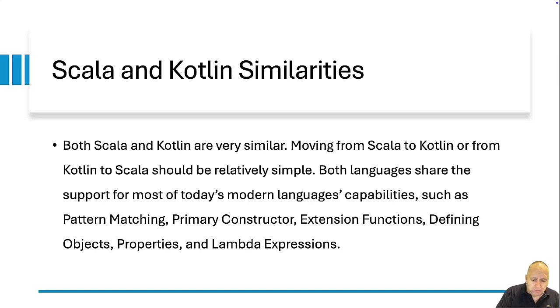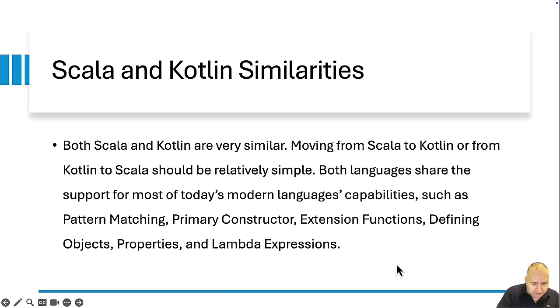We can talk about the primary constructor, that its definition is bundled together with the definition of the class. Extension functions, you can find it both in Kotlin and in Scala. If you are familiar with C#, C# also supports extension functions. Working with objects. Properties, we don't have it in Java.